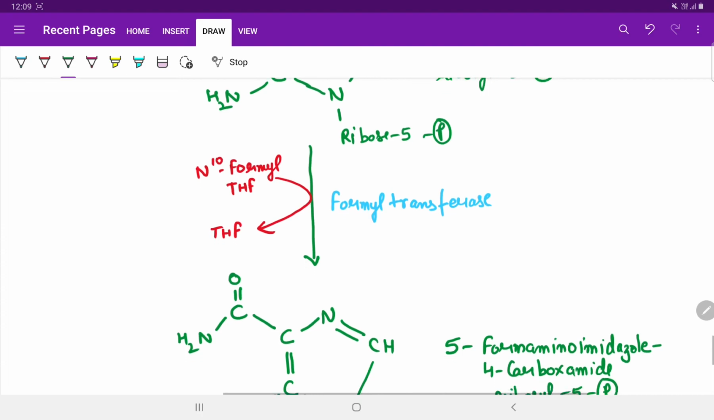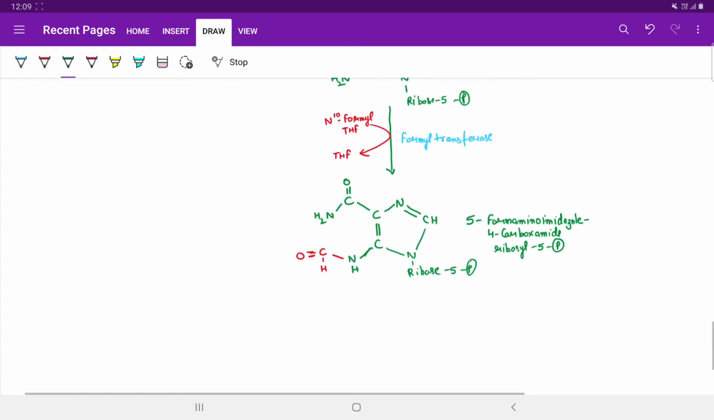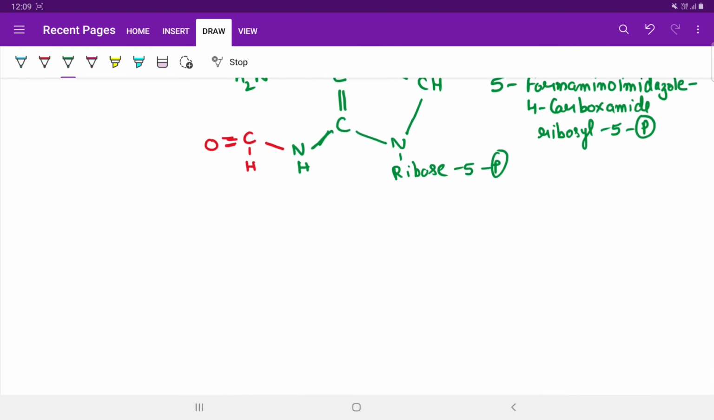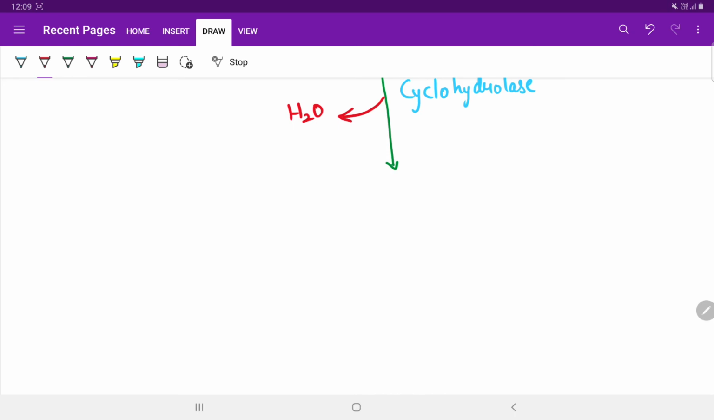So here you can see the changes in the structure clearly, and ultimately this will lead to the precursor form of the purine nucleotides that is known as inosine monophosphate or IMP. Now the IMP molecule will be formed in presence of enzyme cyclohydrolase and by removal of one water molecule. So the name of enzyme will be cyclohydrolase and a water molecule will be released, leading to the cyclization, and ultimately inosine monophosphate will be formed.